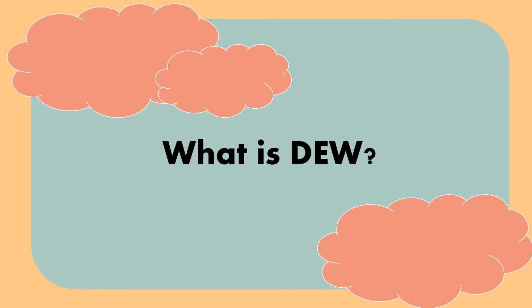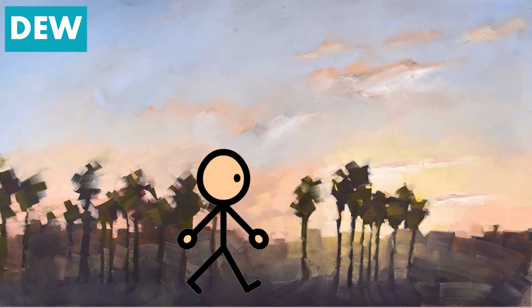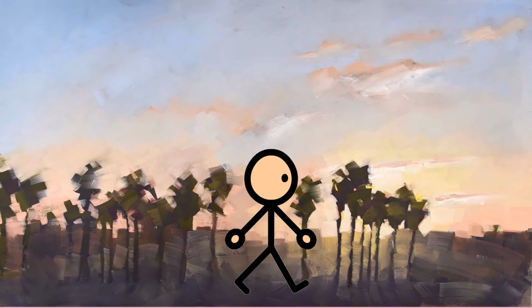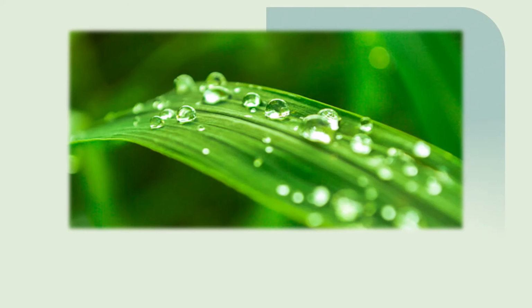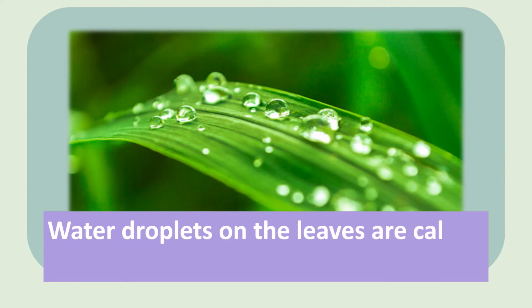Next on our list is dew. What is dew? Dew is very small drops of water that often cling to plants. For example, if you walk around your garden early in the morning, you can find some water droplets on the leaves. These water droplets on the leaves are called dew. Let's learn how dew is formed.